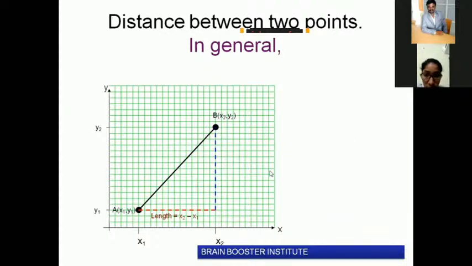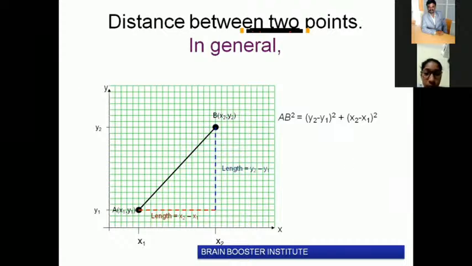Then what would be the distance of this blue line? Length of the blue line? y2 minus y1. Got the point? Now let's find AB. AB square is equal to y2 minus y1 whole square plus x2 minus x1 whole square.